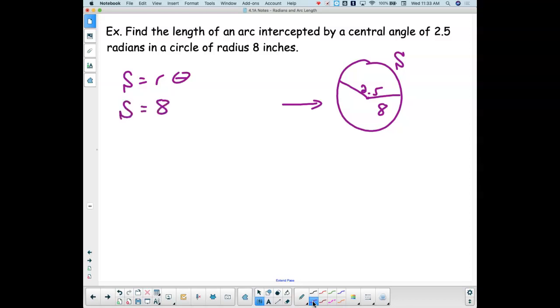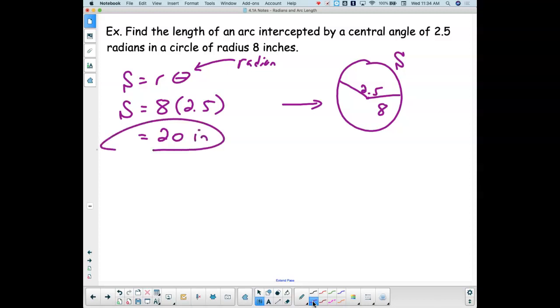S is equal to R, which is 8. Theta is 2.5. Now I've got to think, is that radians? Oh, yeah, it is radians. Because remember, theta always, always, always has to be in radians every time. Make sure that thing's in radians. All right. So I go 8 times 2.5. Well, if I think about this, it's 2.5 radians. It's 2.5 radii. So there's an 8 plus a second 8, which would be 16, plus a half of 8 would be 4. 16 and 4 would be 20. We're finding an arc length. What's going on here? We have 20 inches.